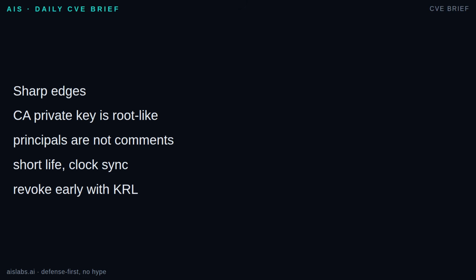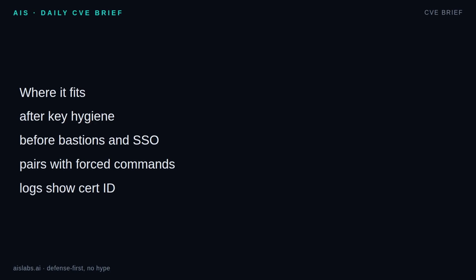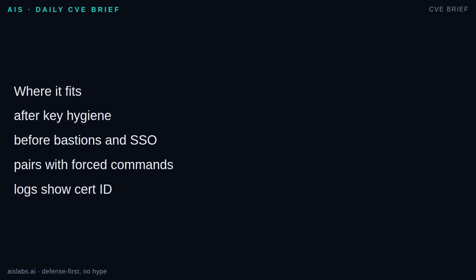Principals are not decorative labels. They decide what names the cert can log in as. Do not sign broad principals like root casually. Expiry is built in, which gives you automatic revocation at the end of the window. But it depends on sane clocks, so run NTP. If you must kill a certificate before expiry, use a revocation list with revoked keys and an OpenSSH KRL, not just wishful thinking.